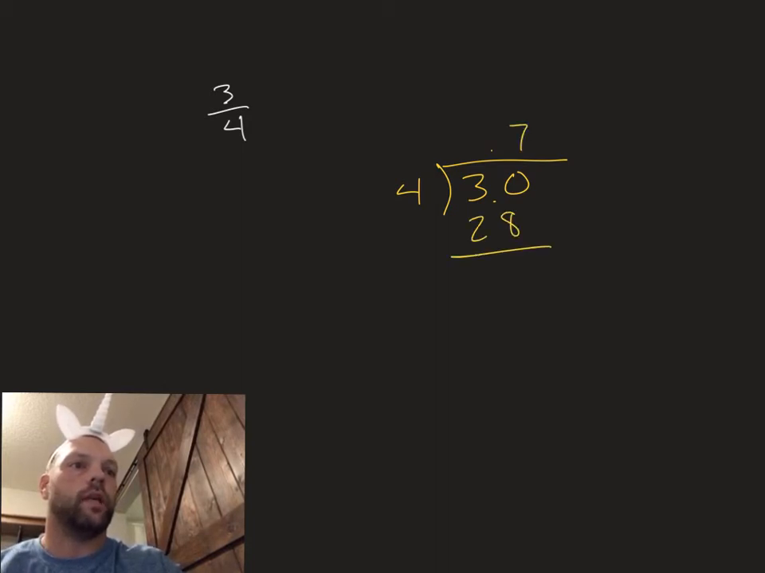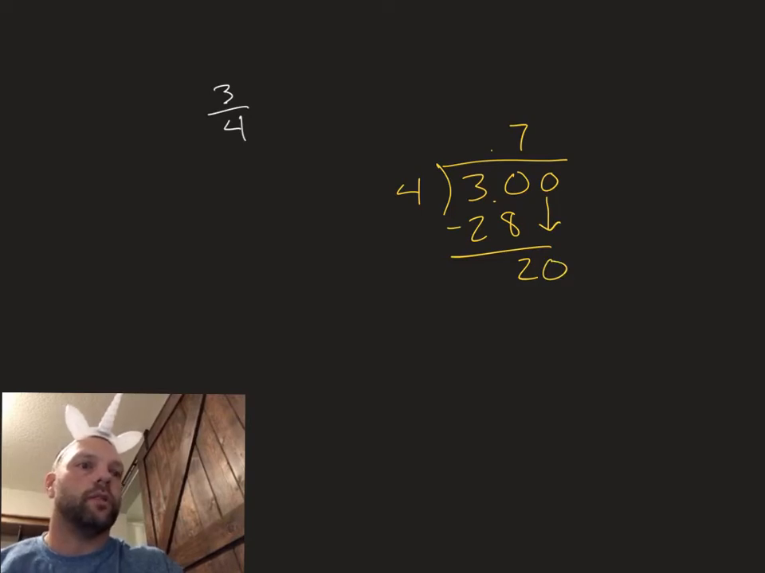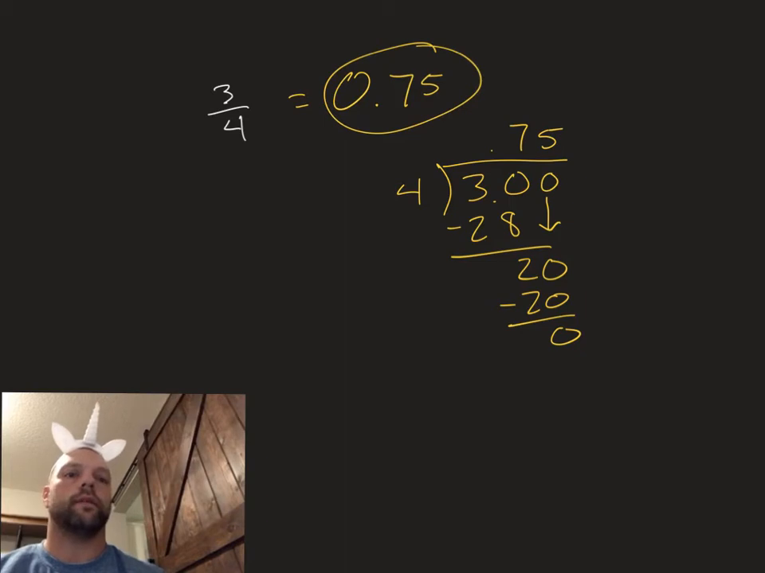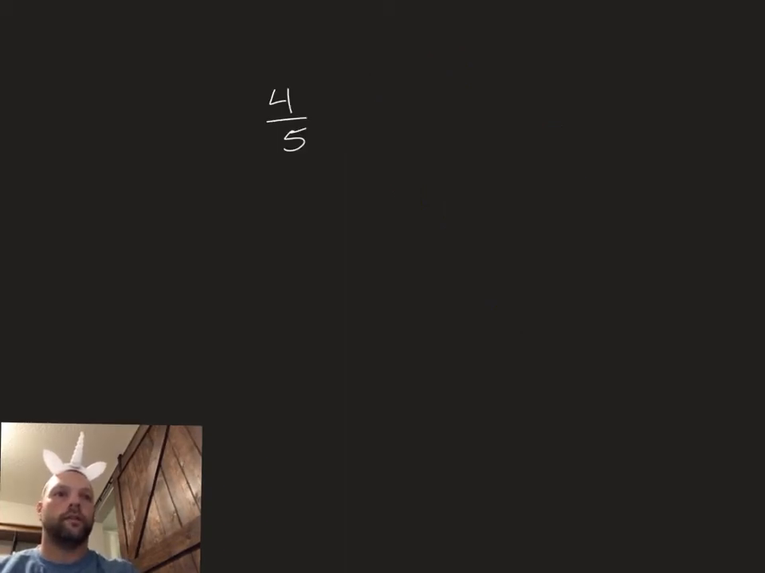and that's going to give me 28. So now 30 minus 28 is going to give me 2. Add a 0, bring that down. 4 goes into 20 now 5 times. And when I subtract that, that gives me 0. So my decimal for 3/4 is 75 hundredths right there. All right, looking at our next example, we have 4/5.